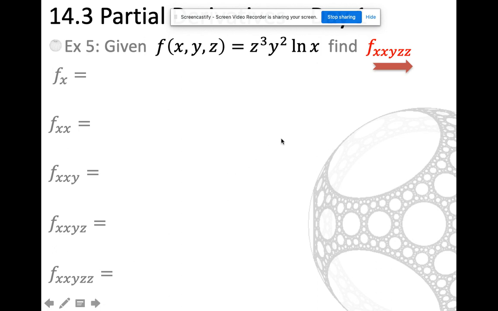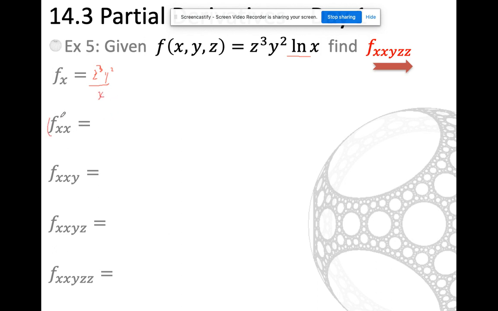So the first thing you need to do is partial in terms of x. So partial in terms of x, right, means that the only thing in terms of x is here, ln x. So z cubed y squared is just a constant. A constant times ln x, the derivative of a constant times ln x is that constant times the derivative of ln x, which is 1 over x.